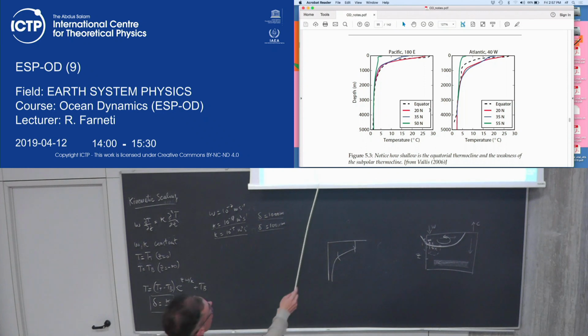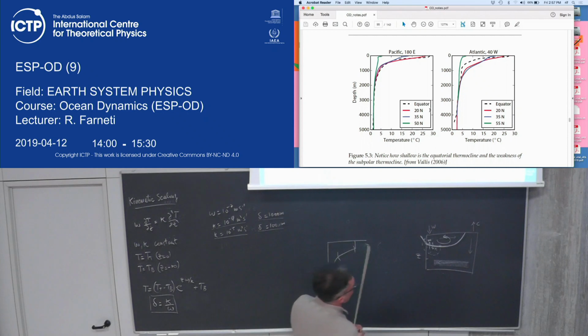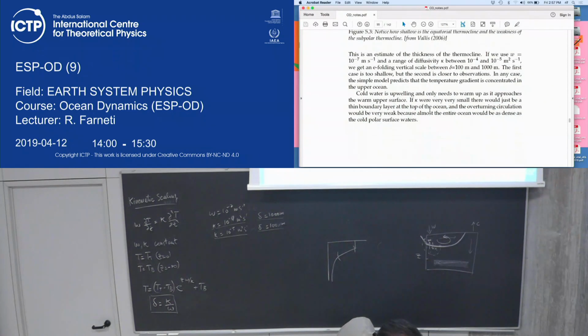And you see the change in the depth as you move towards the northern latitudes, where you basically don't have a thermocline, and it's very well homogeneous. Okay, so that's it.